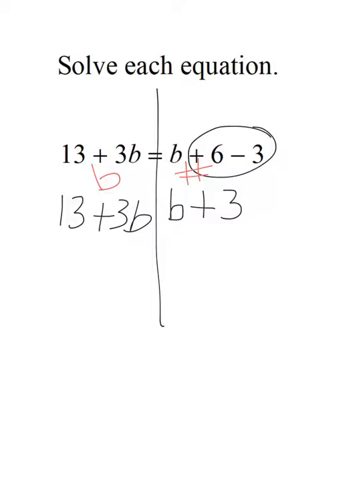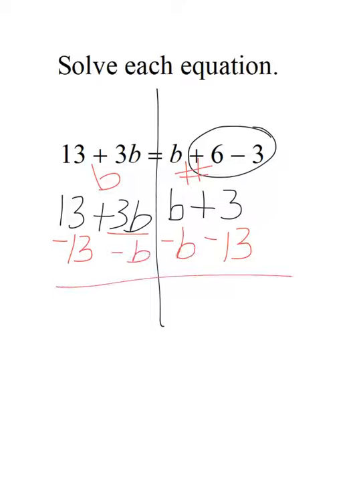So on the left, the 3b stay. I've got to cancel out that 13 with its opposite, which is a negative 13. So I write that on both sides. So I'm going to do negative 13. Now I look at the right-hand side. The constants are supposed to stay there, so the b has to go away. So the opposite of positive b is negative b. So I write that down twice.